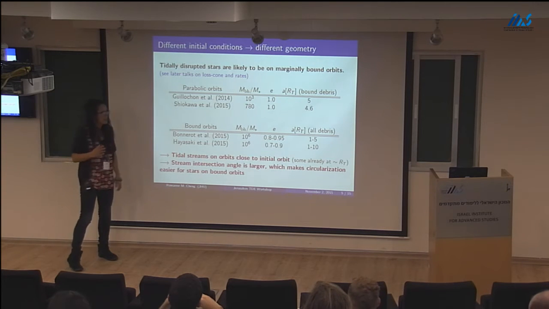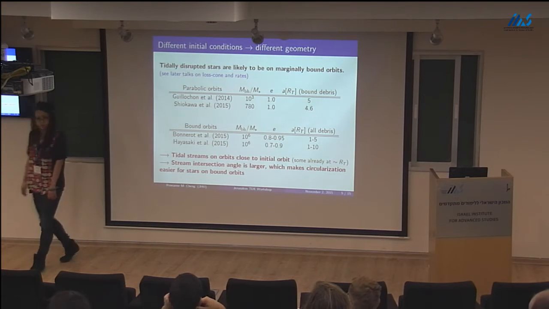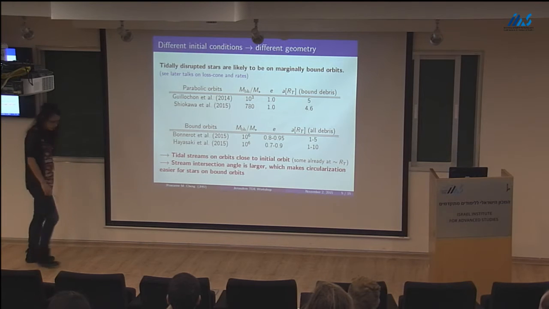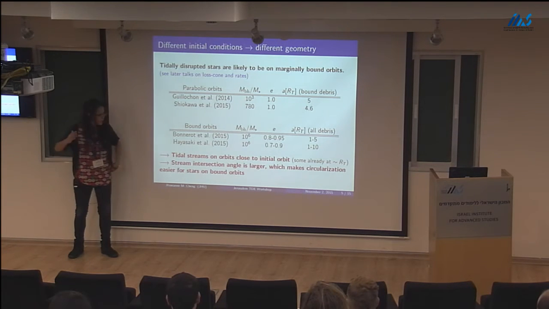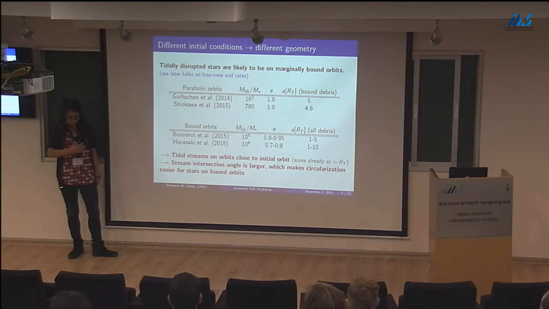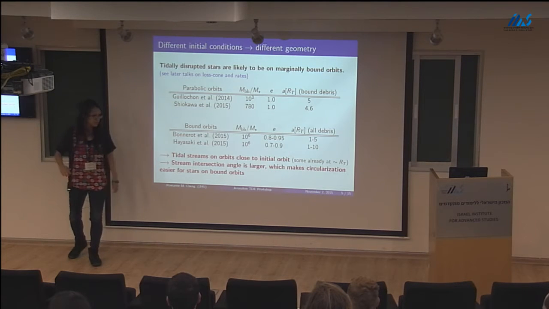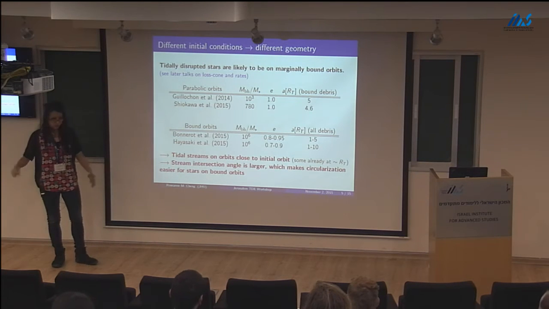So some already have semi-major axis on the order of RT. Also for these simulations, the stream intersection angle is much larger than those for parabolic orbits. So this means that circularization is just easier to do.